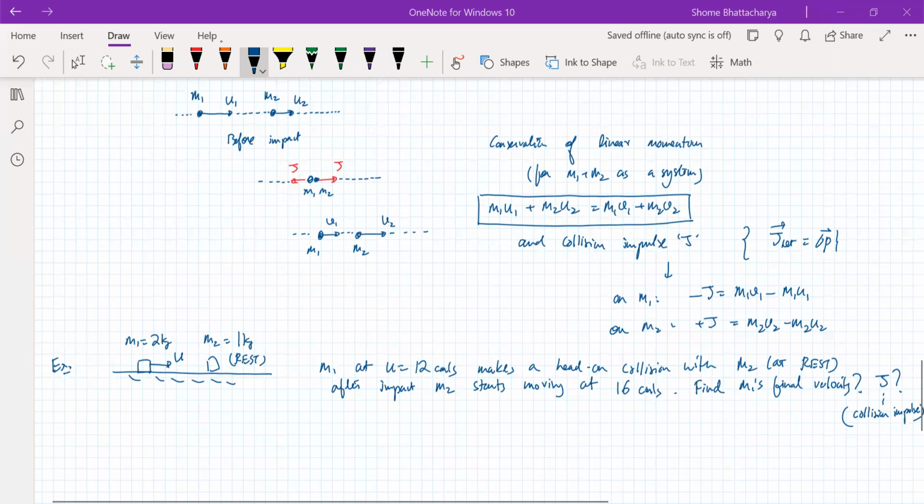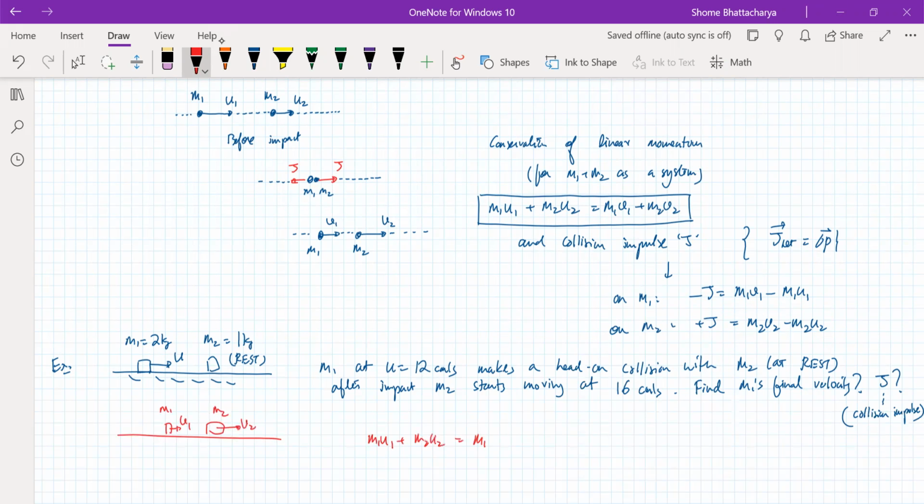Okay, so let's see. If we see that after impact, the velocities are becoming v1 and v2 for m1 and m2. We just have the single equation that m1 u1 plus m2 u2 is equal to m1 v1 plus m2 v2. Now this is given to us as 16 centimeters per second, and this is given to us as 12 centimeters per second, whereas u2 is 0. So all this information is given to us.